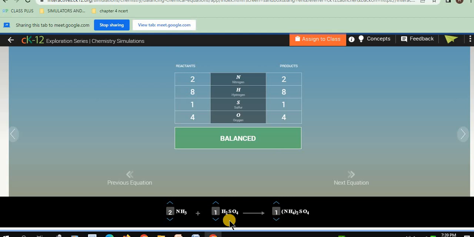Ammonia is acidic or basic gas? Basic. So basic gas reacts with acid to form salt. Which reaction is this? Base plus acid gives salt. Neutralization. Yes, neutralization reaction.